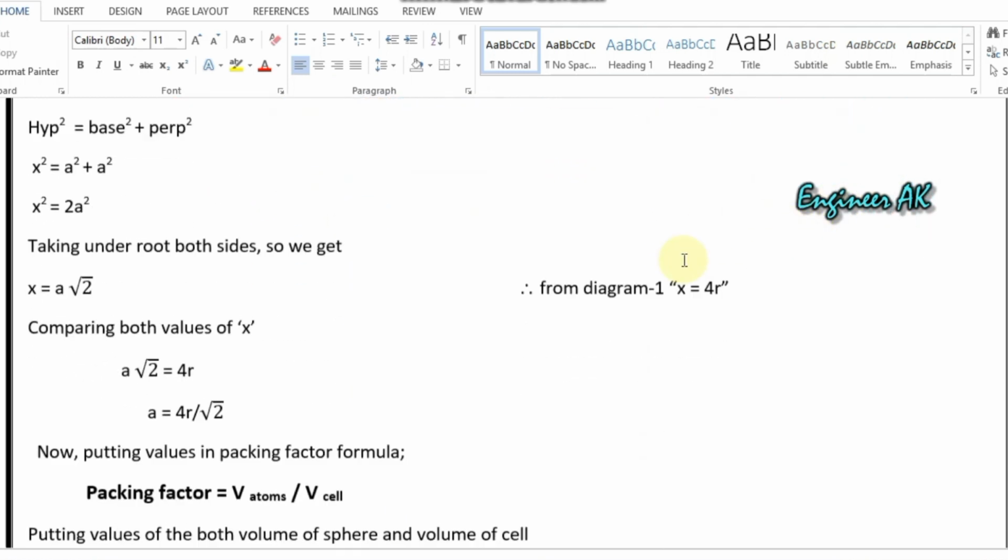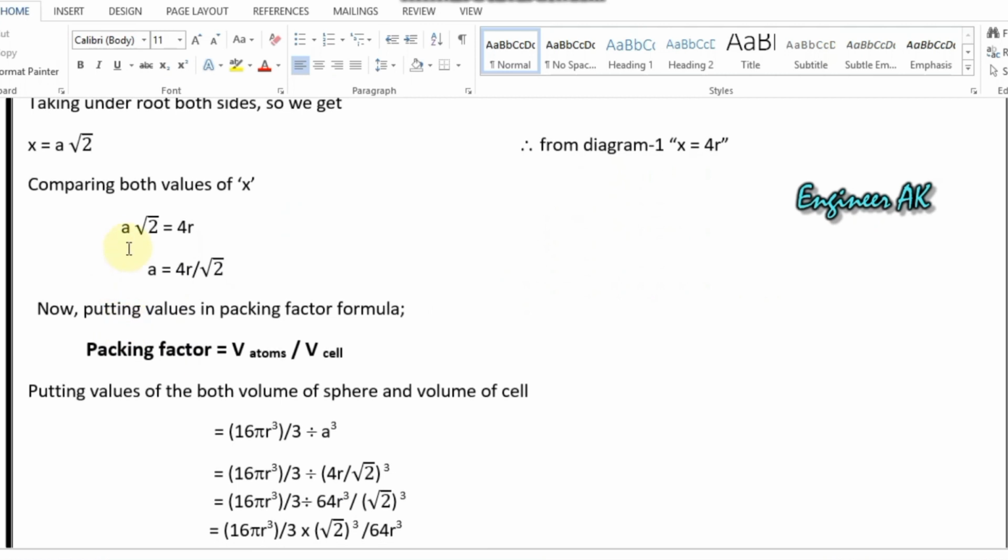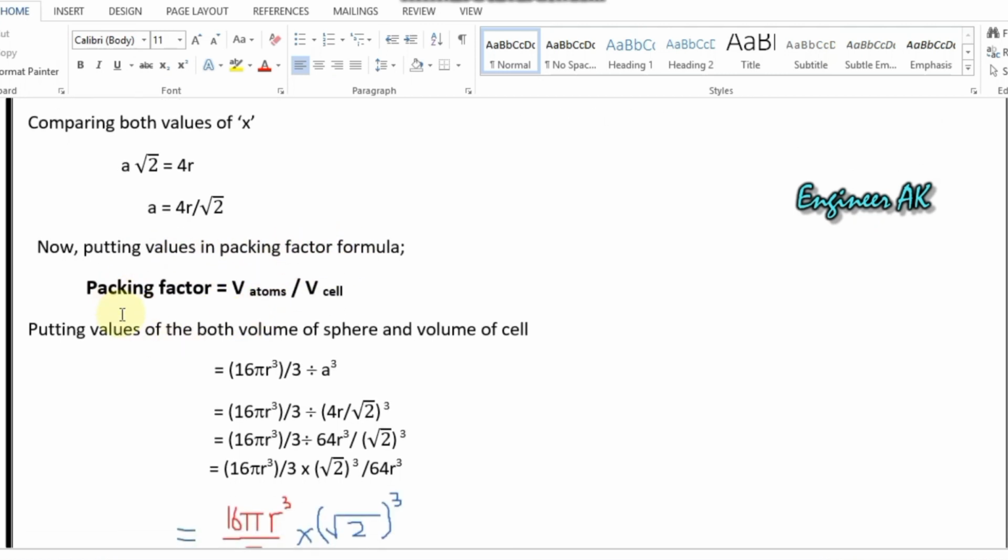So let's compare these two. x is equal to a under root 2 and x is also equal to 4r. If I divide both sides by under root 2, I get a is equal to 4r divided by under root 2. Now we will put values in the packing factor formula.